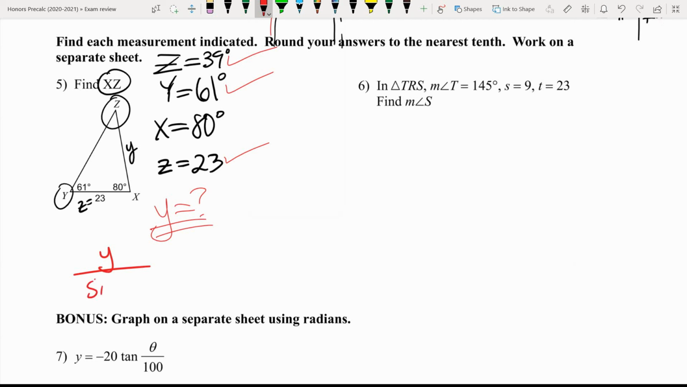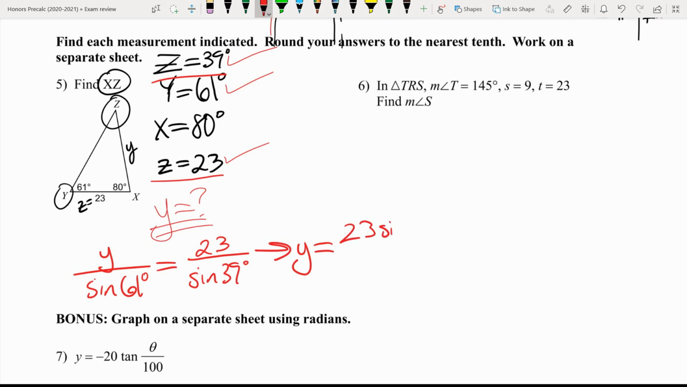Underneath that, I have to say the sine of angle y, which is 61 degrees. And then I have to use side z, which is 23, divided by sine of z, which is sine of 39 degrees. And basically, I just need to rearrange this so that y equals 23 times sine of 61 degrees over sine of 39 degrees. And I just plug that all in at once.